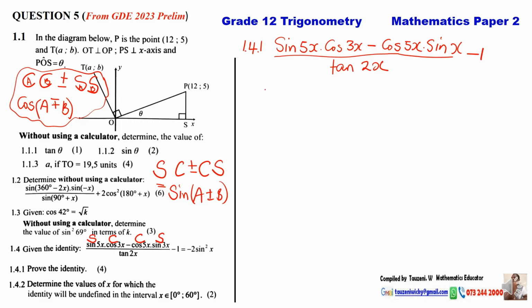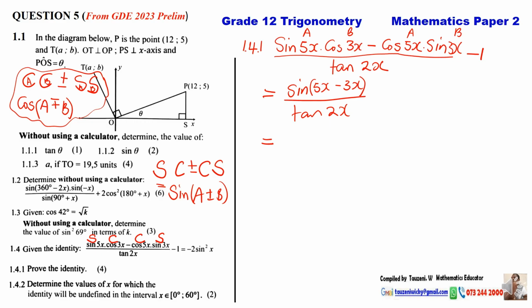Now, if you let angle 5x be A and 3x be angle B, then it's going to be sine A cos B minus cos A sine B. We can change that into the sine of A minus B. Our A is 5x and our B is 3x. So this is the sine of 5x minus 3x, then divided by the tan of 2x. Tan is a fraction. So if you change tan to sine over cos, you are going to get a fraction on top of another fraction.